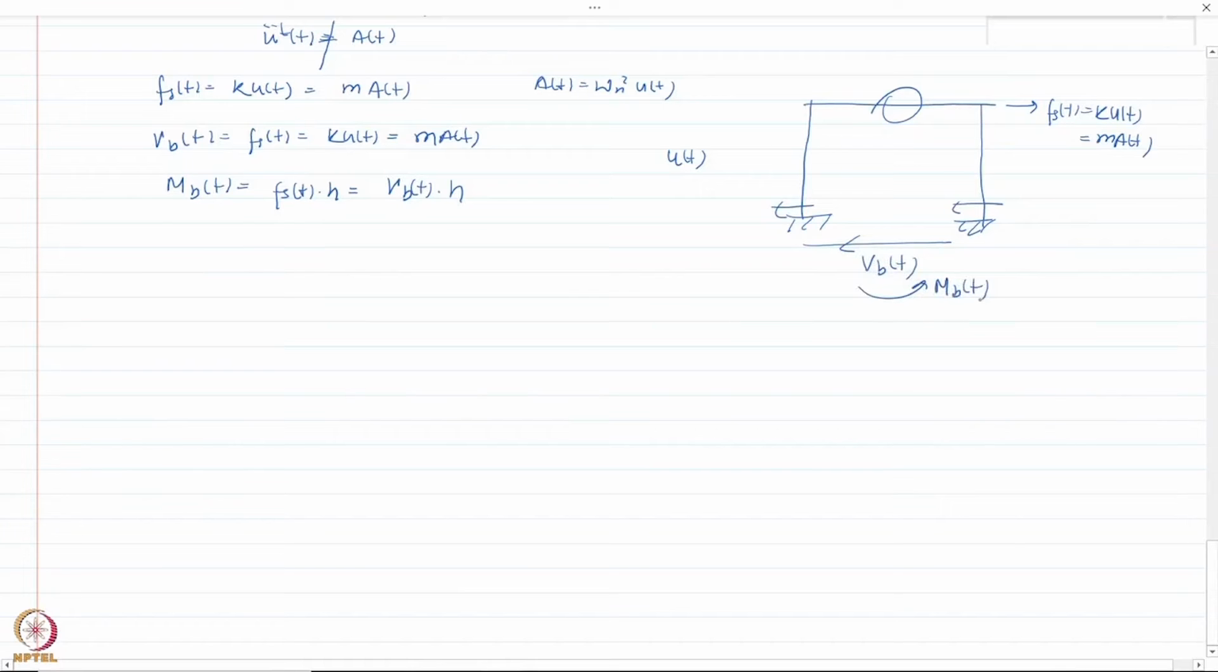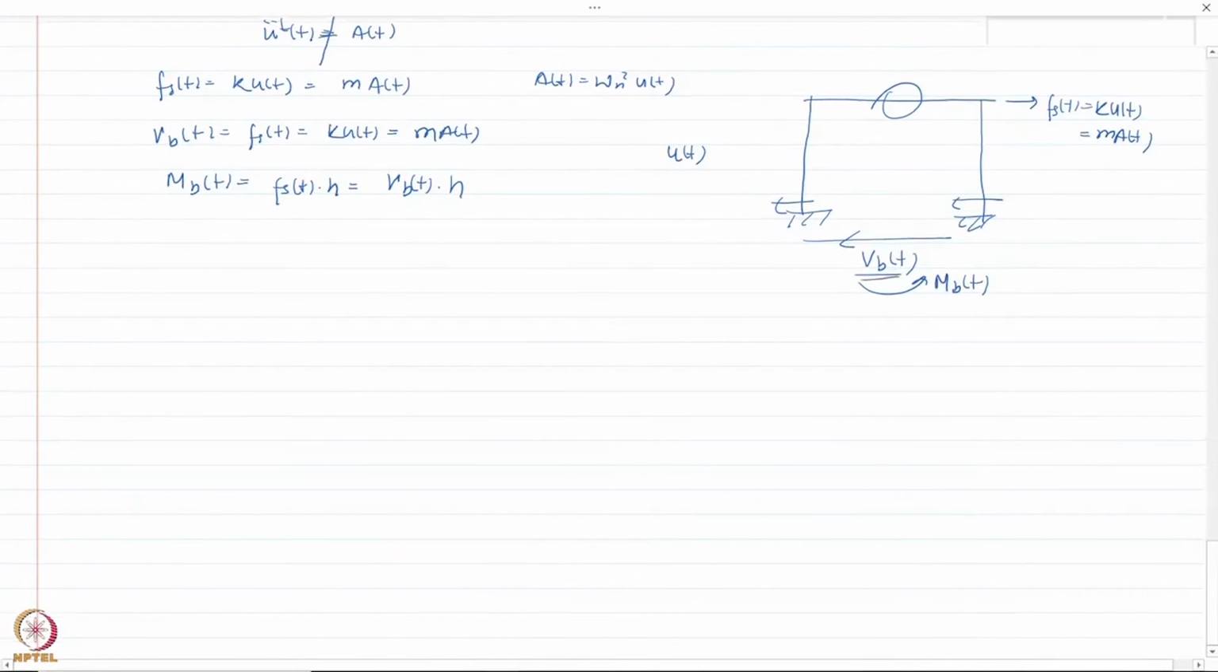So from the dynamic analysis for this seismic excitation, I found out the base shear and moment, and once that is known, I can go ahead and do the seismic resistant design, or earthquake resistant design, of these structural members.